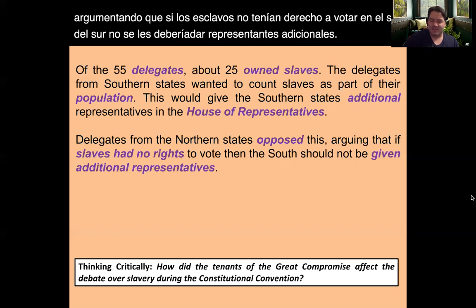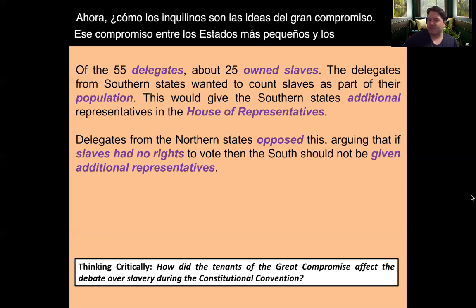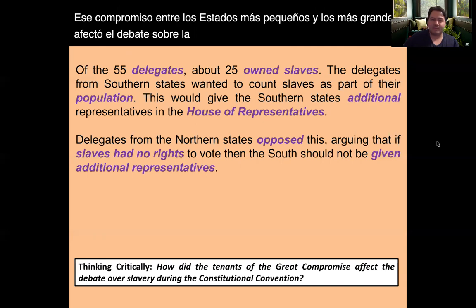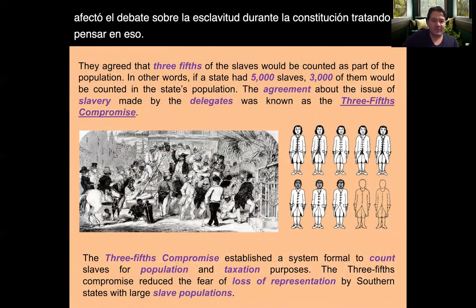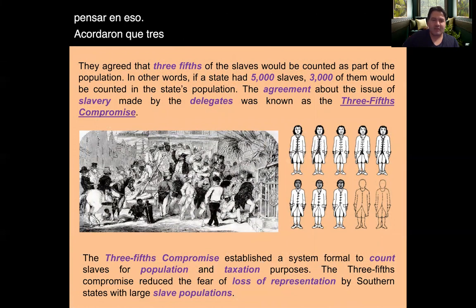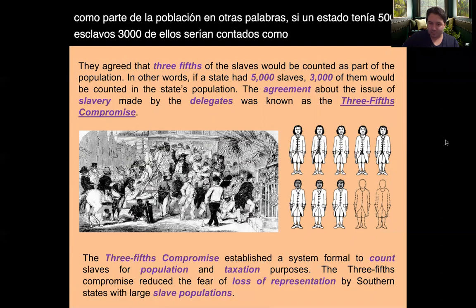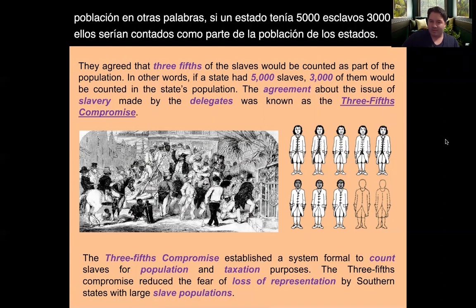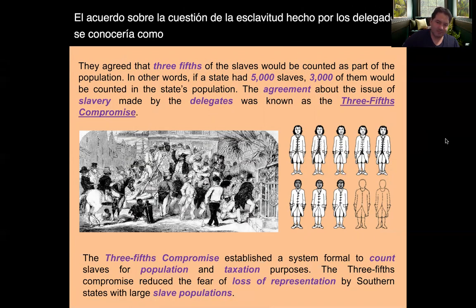Now, how did the ideas of the Great Compromise, that compromise between the smaller and larger states, affect the debate over slavery during the Constitution? Try to think about that. They agreed that 3/5 of slaves would be counted as part of the population. In other words, if a state had 5,000 slaves, 3,000 of them would be counted as part of the state's population. The agreement made by the delegates would become known as the 3/5 Compromise.